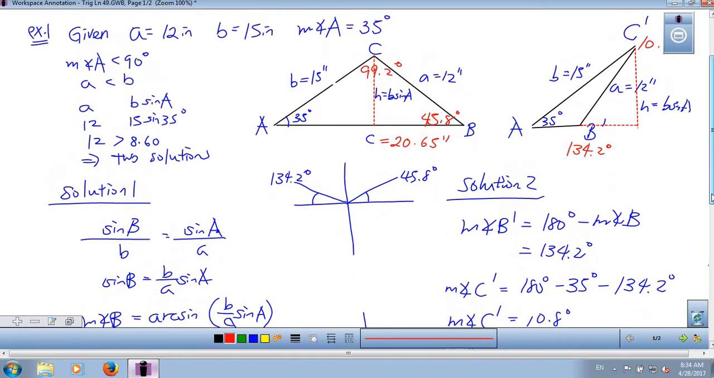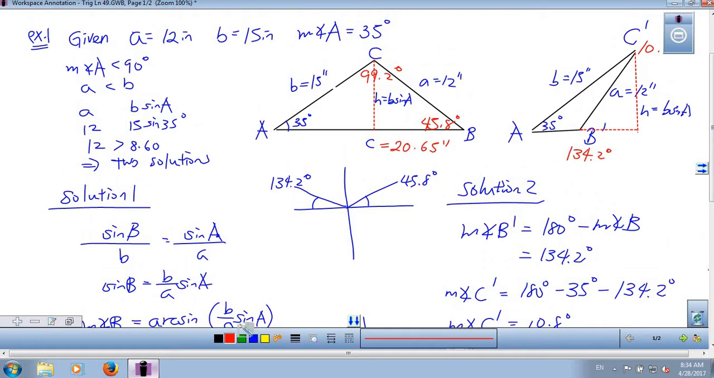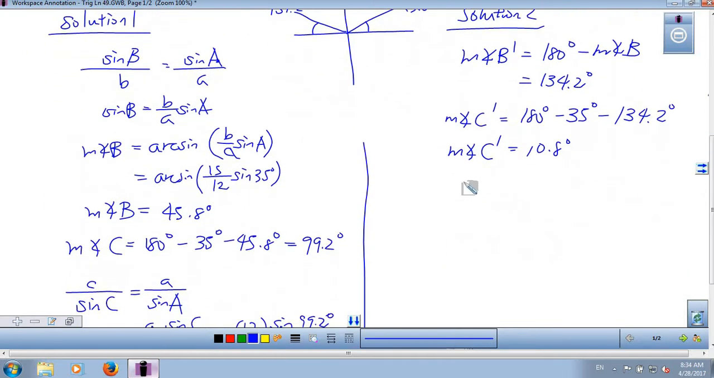Okay. So now we have one last thing we need to look for. It's called little c prime. Okay, c prime is a b prime, which is the distance c prime. So we use law of sines again. So little c prime over sine of angle c prime is equal to a over sine a. So c prime is equal to a times sine of c prime over sine a.